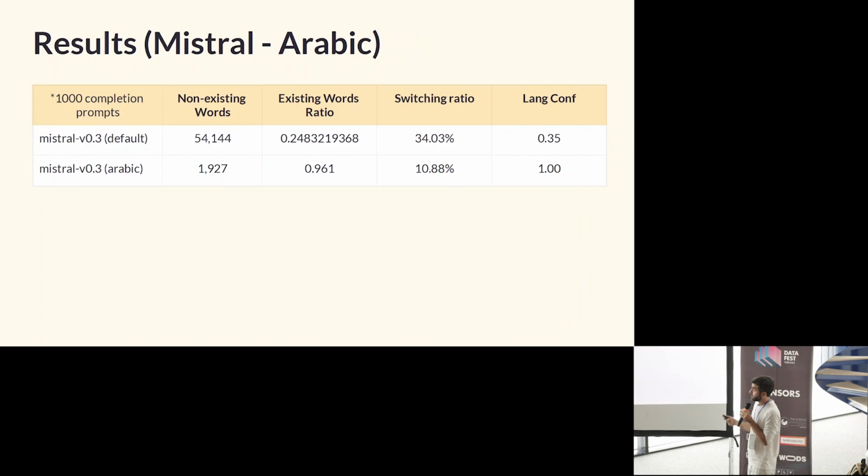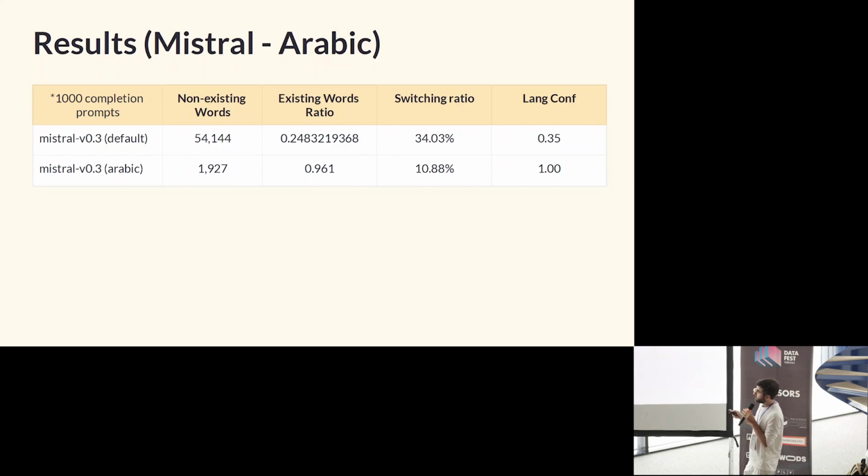So let's talk about actual results. Here I present the case of Mistral and the Arabic tokenizer that we've done. The results are basically an inference on 1,000 completion prompts that we've generated based on the top Wikipedia articles in a given language. What you see here is that we originally had, with the default Mistral, 54,000 non-existing words in the produced results, and it goes down to just 2,000 as a result of replacing the tokenizer.